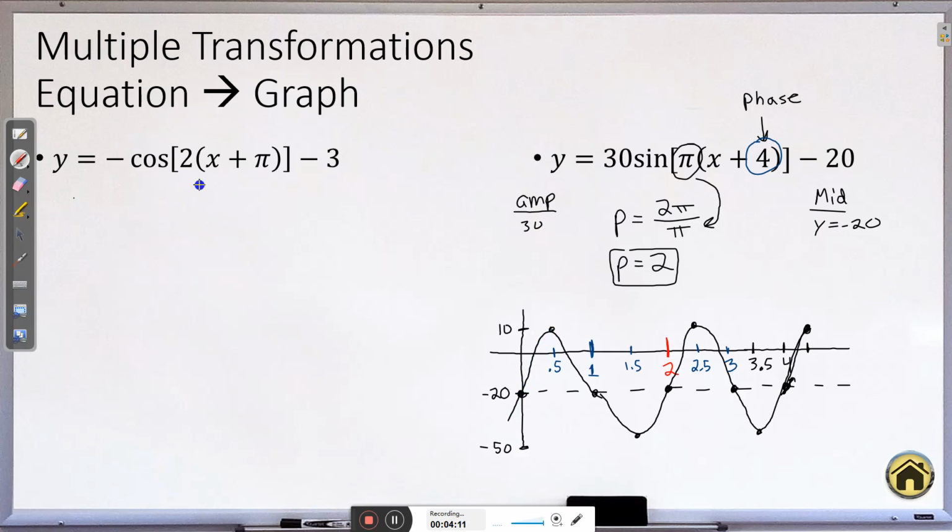So this one is very, very similar. Go ahead and try that one out. And then the answer will pop up here momentarily. If you want to pause it and try it out on your own, that'd be great.